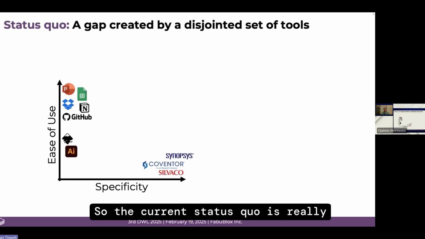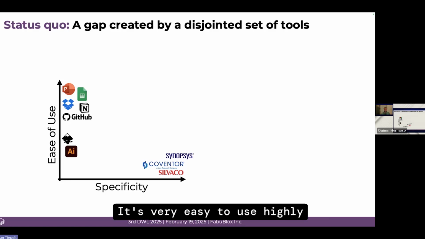So the current status quo is really a very disjointed set of tools. When you look at how knowledge databases are built, how process knowledge is shared, how facility infrastructure is managed, there's really two sets of tools. There's one set of tools along the vertical axis. It's very easy to use, highly collaborative tools, but they're just not made for nanofab and therefore lack a lot of efficiency in terms of providing exactly the functionality that we need.